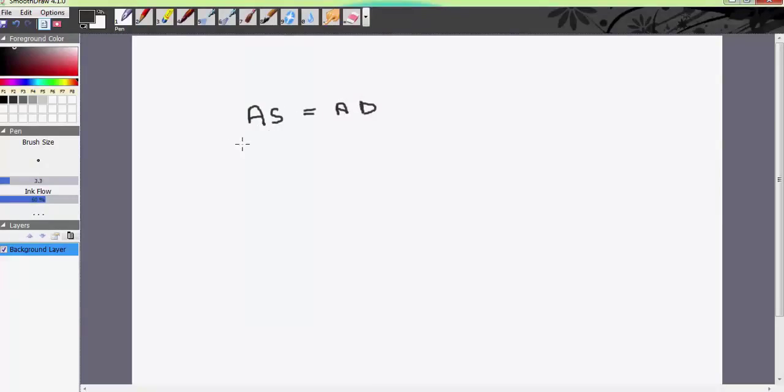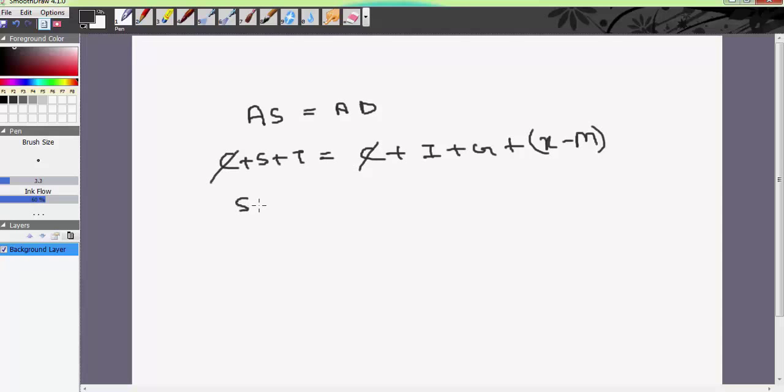and we can write this as C plus S plus T equals C plus I plus G plus X minus M, that is the net effect of imports and exports. Now on both sides C gets cancelled out, so we are left with savings plus taxes equals investment plus government expenditure plus the effect of exports minus imports.